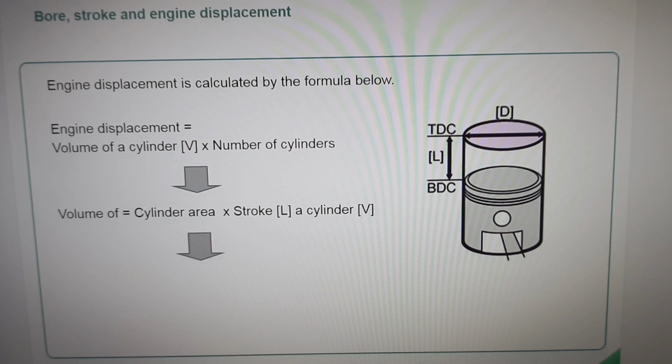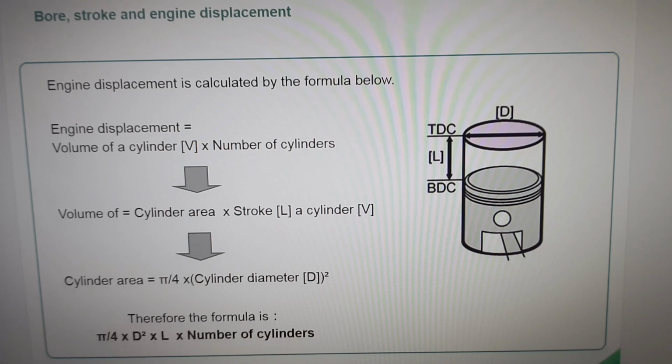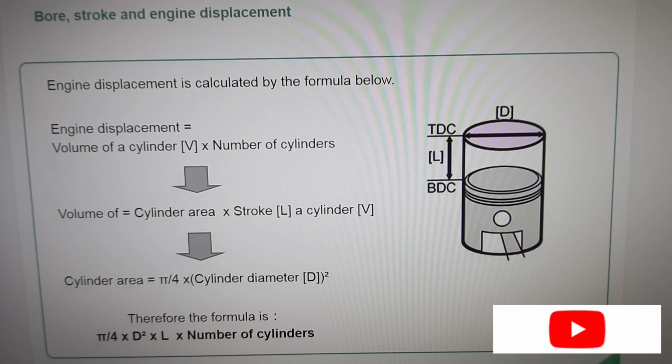Third, the area of a cylinder is calculated using the formula below. Cylinder area is equal to pi divided by 4 multiplied by square of cylinder diameter. Therefore, the formula for engine displacement is pi divided by 4 multiplied by square of cylinder diameter multiplied by stroke multiplied by number of cylinders.